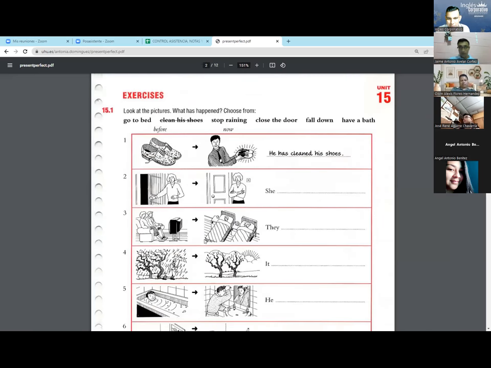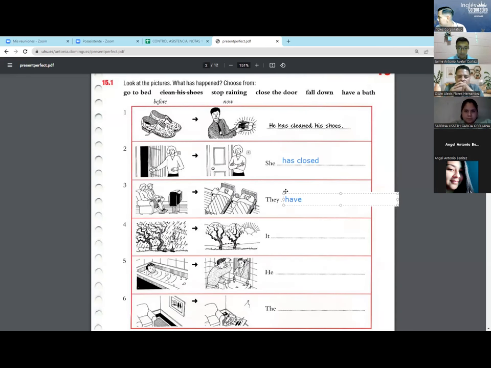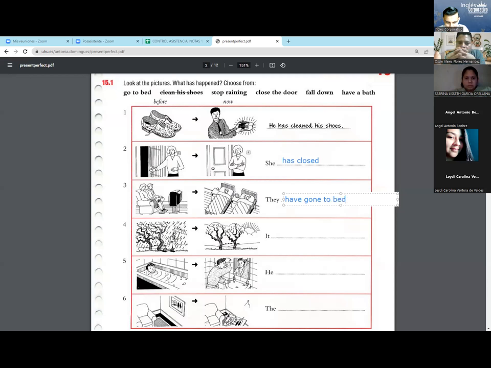Help me to complete this exercise as an example. Here we have the verbs: go to bed, stop raining, close the door, fall down, have a bath. It says he has cleaned his shoes. How about number two? She has closed the door. Three, they have gone to bed. Excellent. Good job.